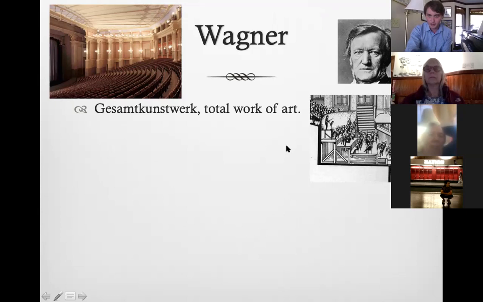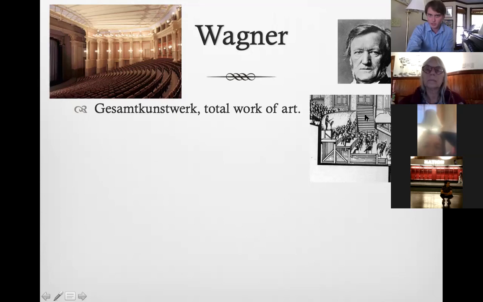That's a diagram of the orchestra pit at the Bayreuth House. If you look where the conductor is, I'm not sure if you can see my mouse, but I'm circling around him. The conductor was completely covered by that overhang there, and the orchestra was essentially mostly covered too.